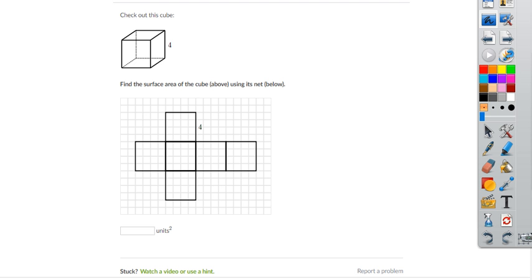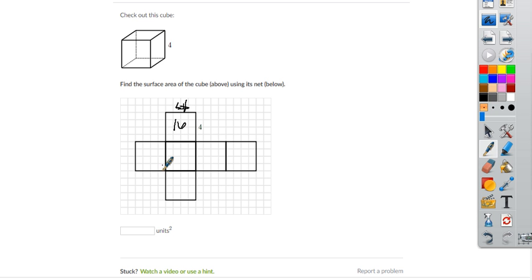So here we have a cube. And again, as always, they've laid it out. And they're pretty helpful in giving you the grid. So if I know that this is 4, I know that this is 4. I know that all of them will be 4 by 4. So 4 times 4 will be 16. And since it's a cube, I know all the sides are 16.